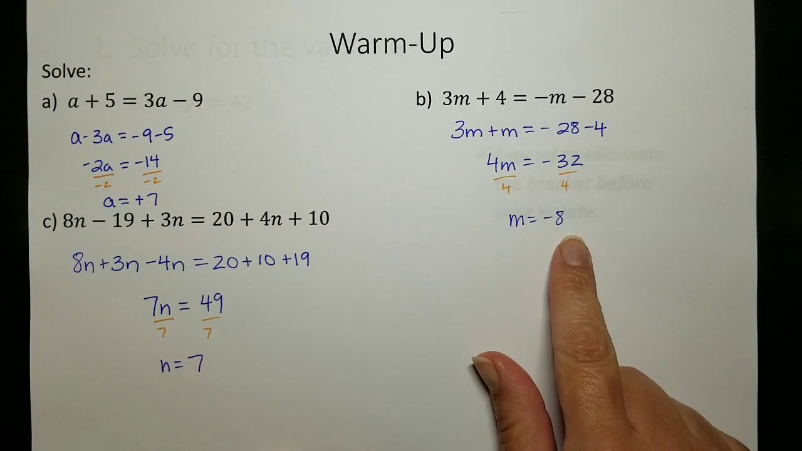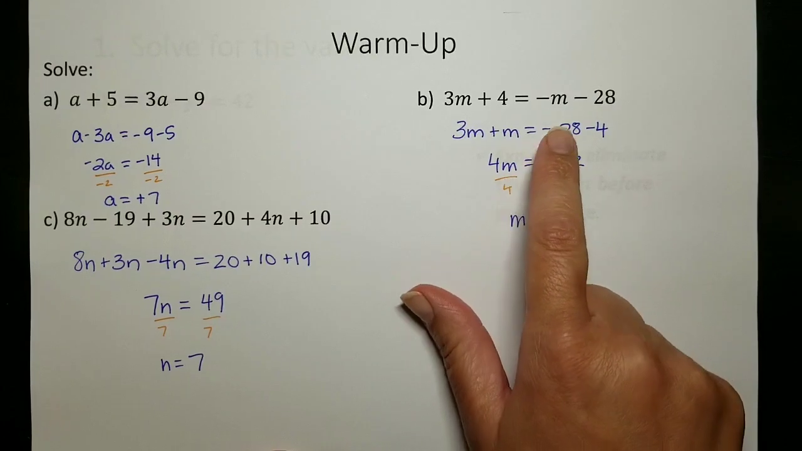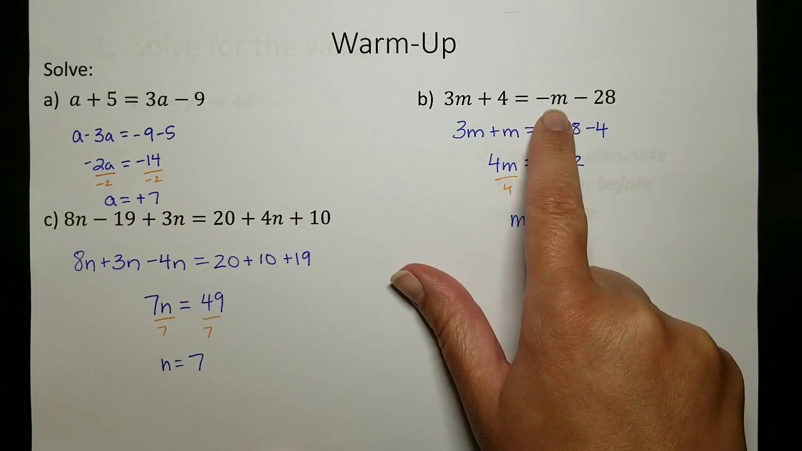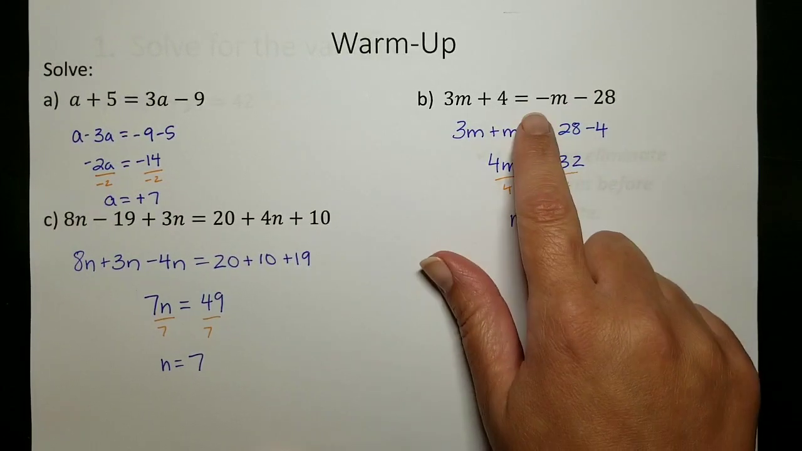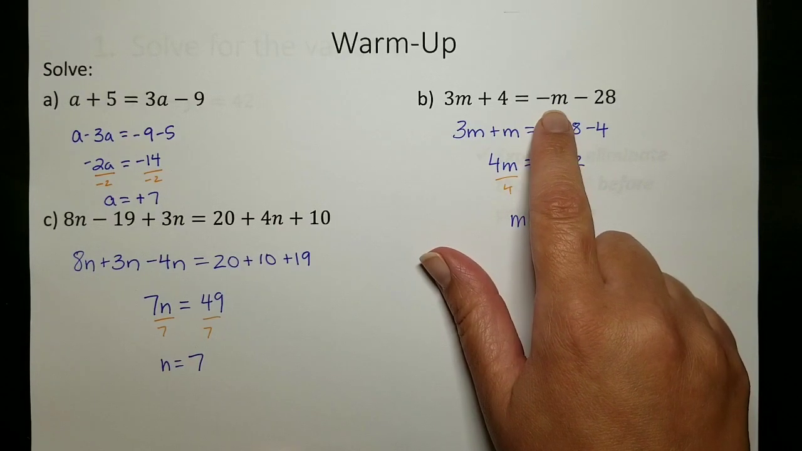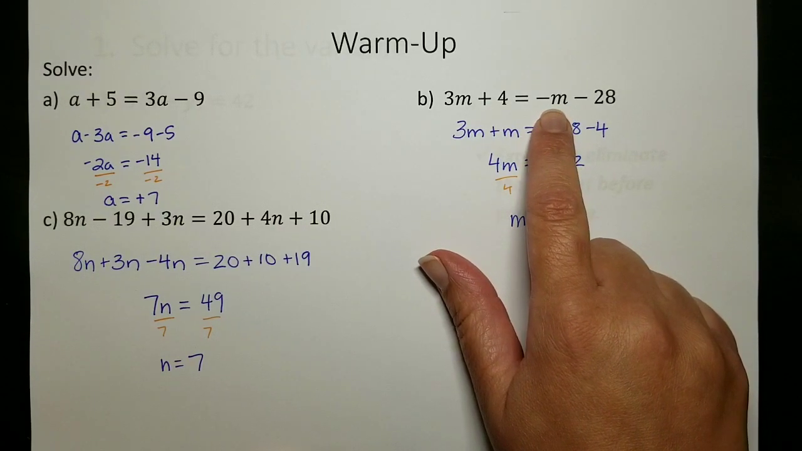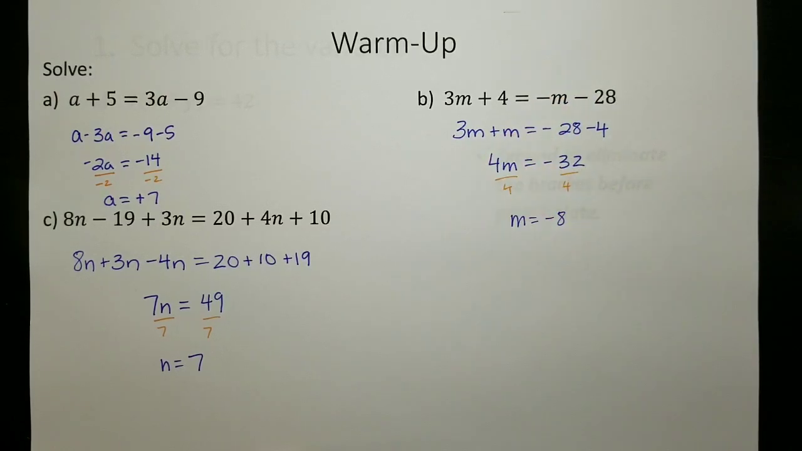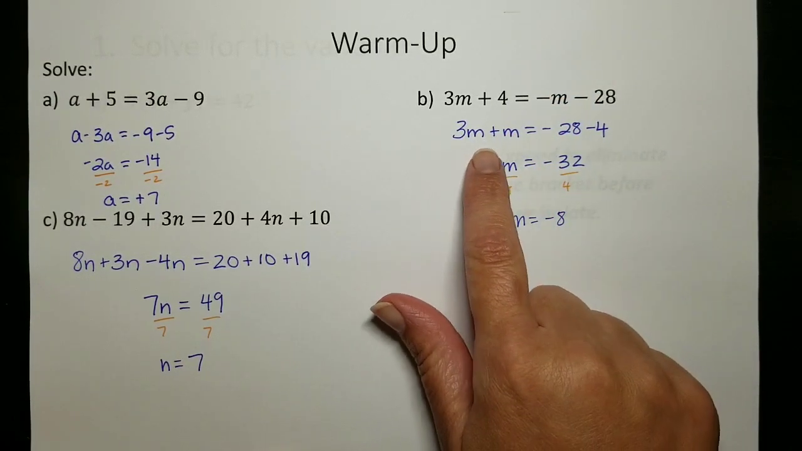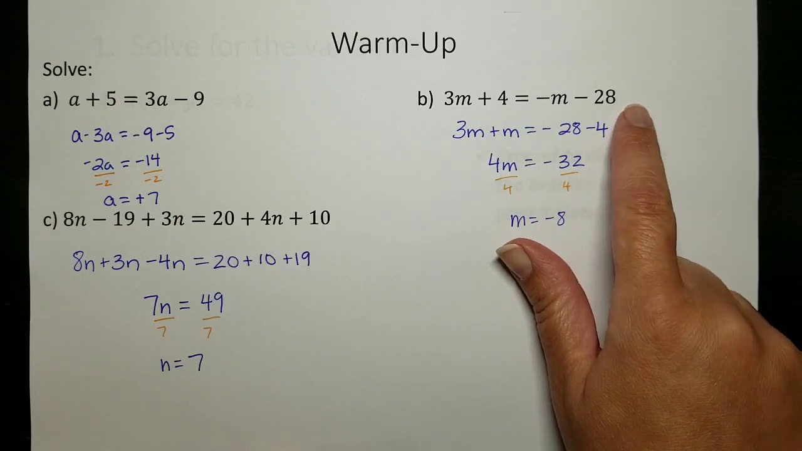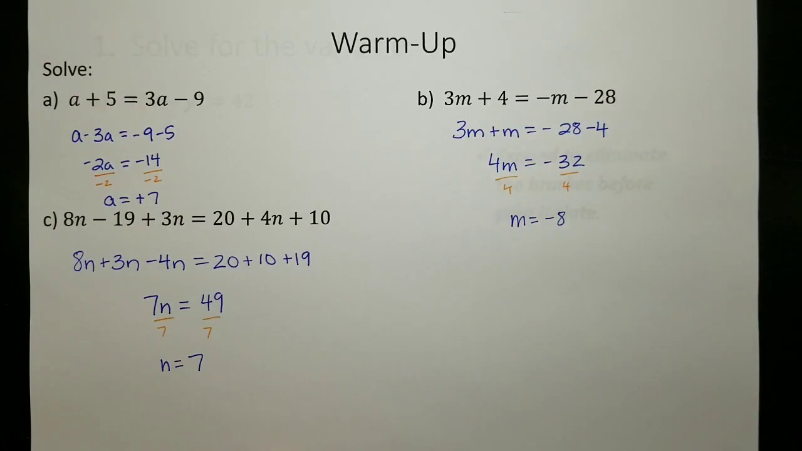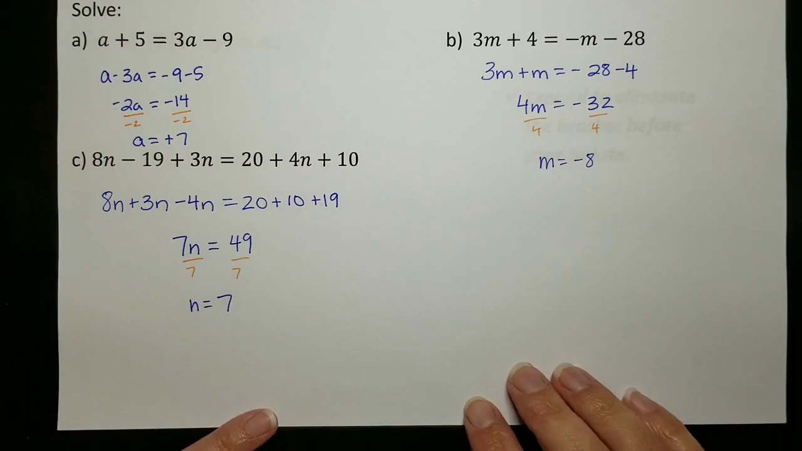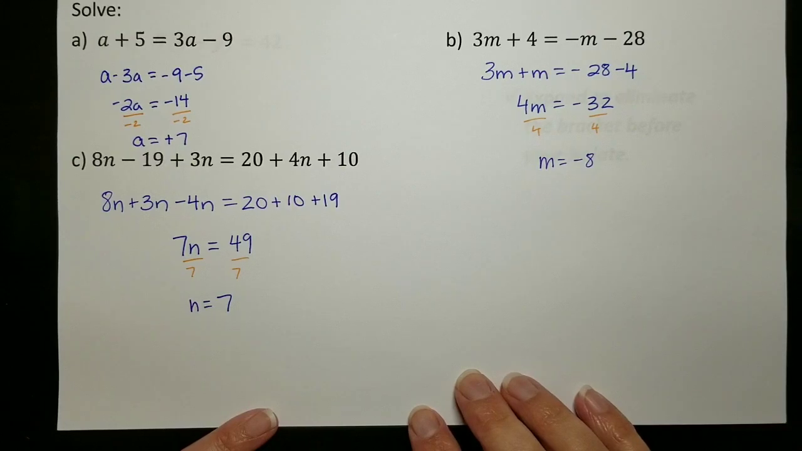Similar for b. Remember that the sign in front, we want to be able to undo that. So I have a negative m here. That would be like a minus 1m. I have to do plus 1m, which is undone on the right-hand side and ends up on the left. We've got 3m plus 4m, and then the plus 4 gets undone with a minus 4. And negative 28 minus 4 is negative 32. Dividing out by the 4, we get m equals negative 8.